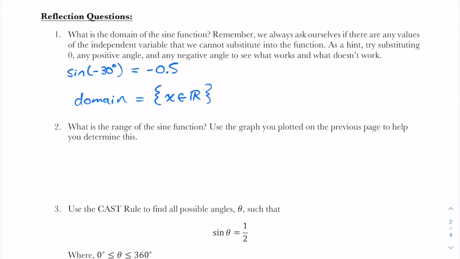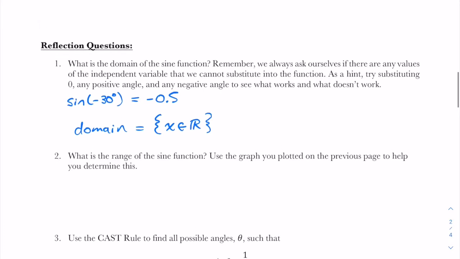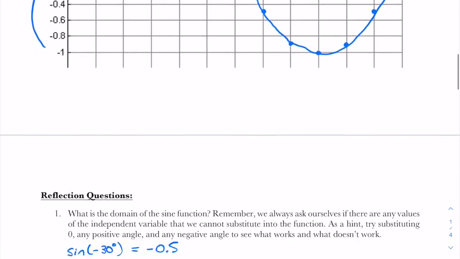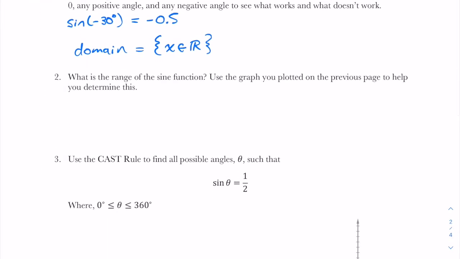In part 2, we'll determine the range of the function. And I'll use the graph to help us do this. I'd like you to recognize that all of the y values are somewhere between positive 1 and negative 1. We see from the points that we've plotted, the y values are never going to get larger than positive 1, and they're never going to get smaller than negative 1. But both 1 and negative 1 are included. So therefore, the range would be the set of real numbers such that y is between negative 1 and positive 1.